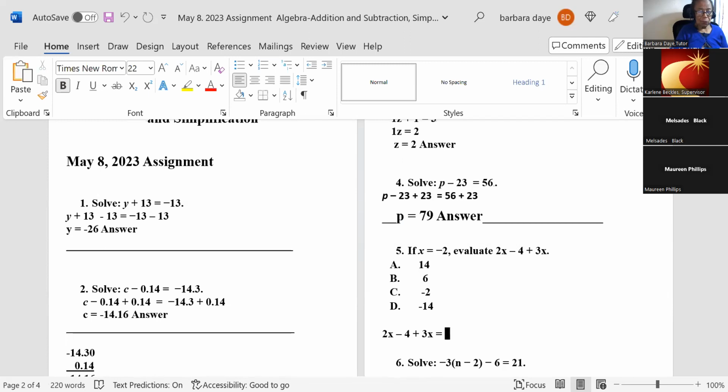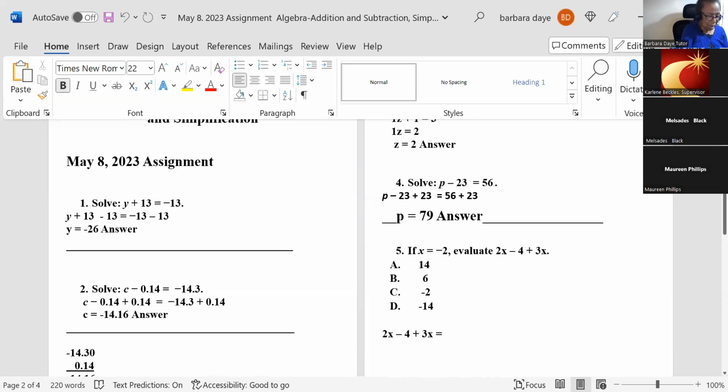Well, let me see. Oh, this is algebra. 2x minus 4 plus 3x. If x is minus 2, that means wherever you see an x, you want to put a minus 2. So tell me what to write. You put a minus 2 upon 2x and a minus 2. Wait, tell me what to put. Minus 2x. No, I'm substituting here.